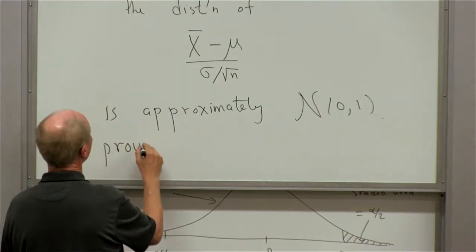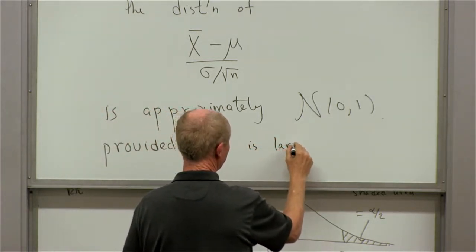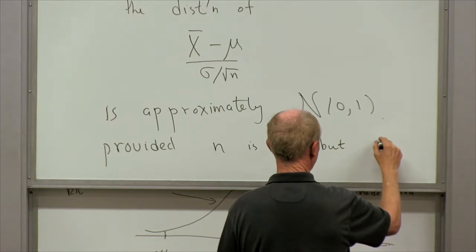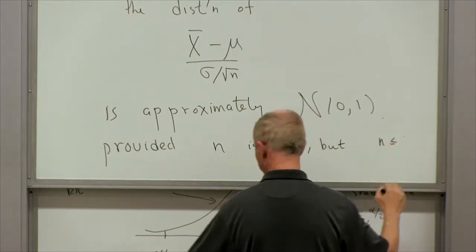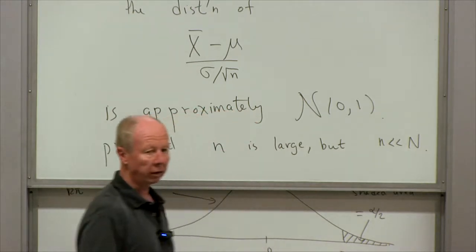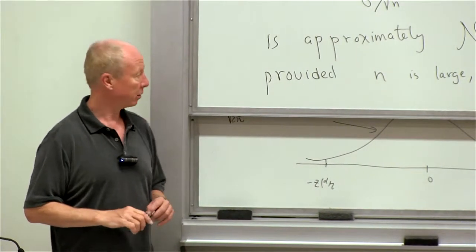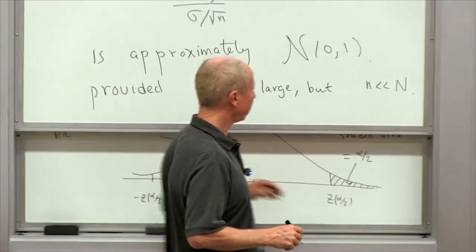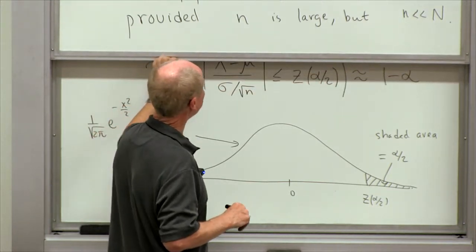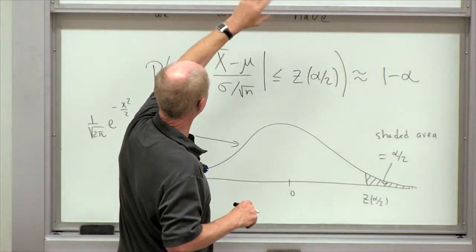Provided little n is large, but capital N is much larger. So in the case of a big population and a pretty substantial sample size, but not big enough to be close to capital N, then there's still enough randomness and lack of dependence so that a central limit theorem still holds. That is, that expression would be approximately normal.